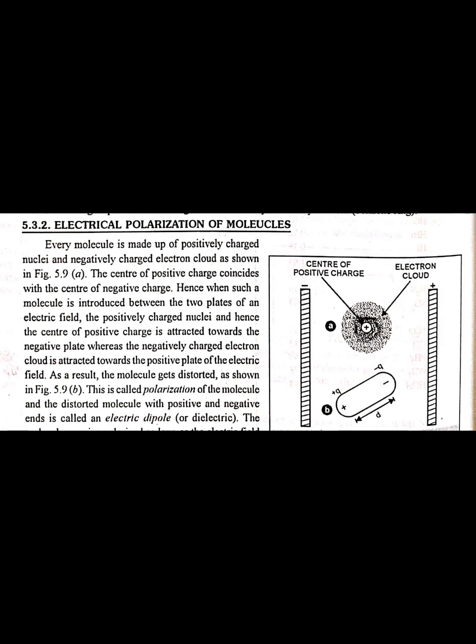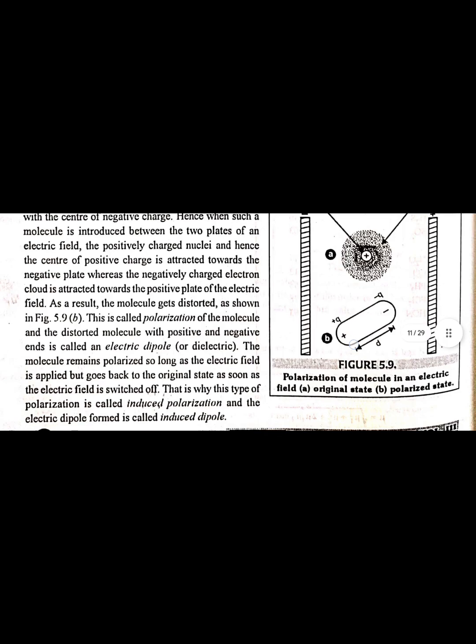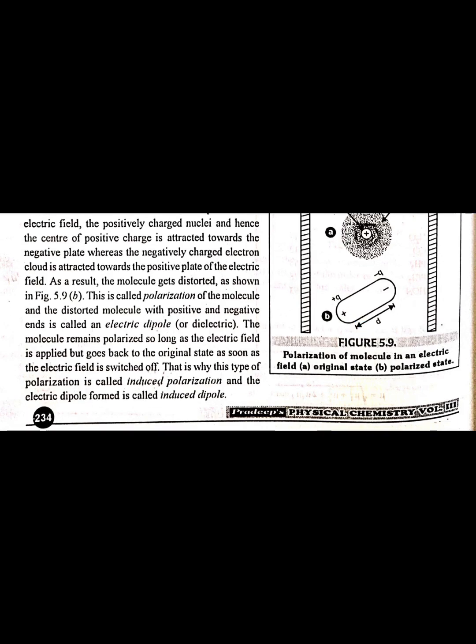Electrical polarization of molecule. Every molecule is made up of positively charged nuclei and a negatively charged electron cloud. The center of positive charge coincides with the center of negative charge. Hence, when such a molecule is introduced between the two plates of an electric field, the positively charged nuclei, and hence the center of positive charge, is attracted towards the negative plate, whereas the negatively charged electron cloud is attracted towards the positively charged plate of the electric field. As a result, the molecule gets distorted as shown.